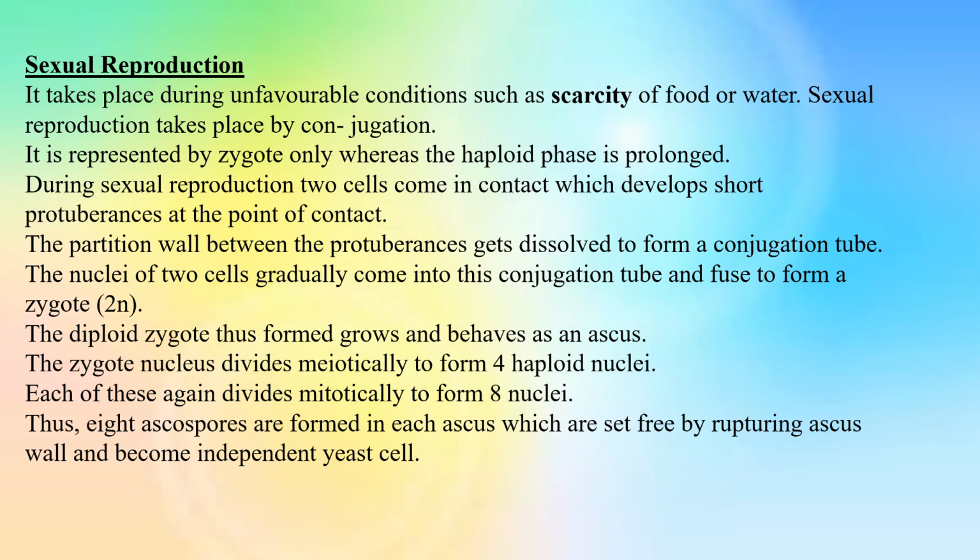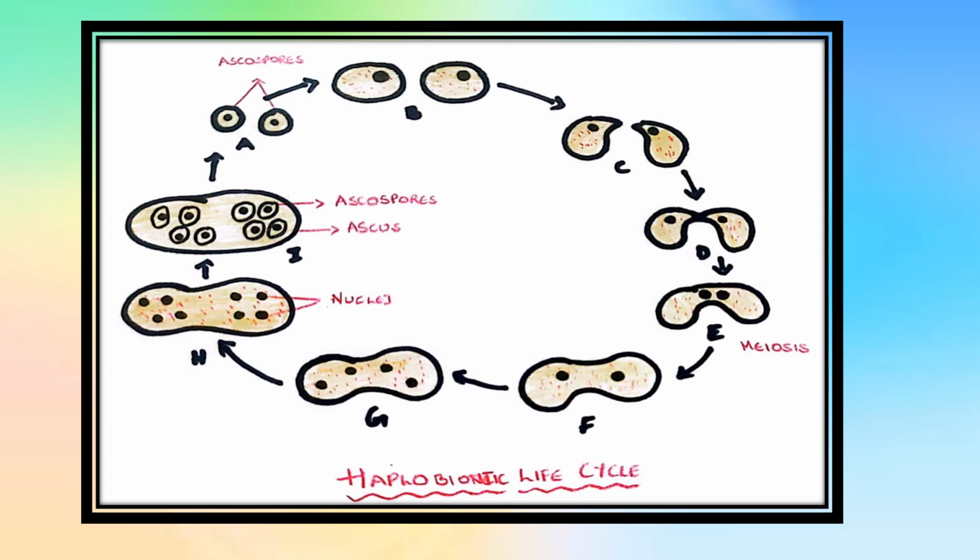So coming to the picture, if you see A, two ascospores are fusing together. In picture B, they are coming together, trying to mate with each other. In C, slowly they are trying to exchange. In D, they are already exchanging between the two cells. In E, both the nuclei are being dissolved.